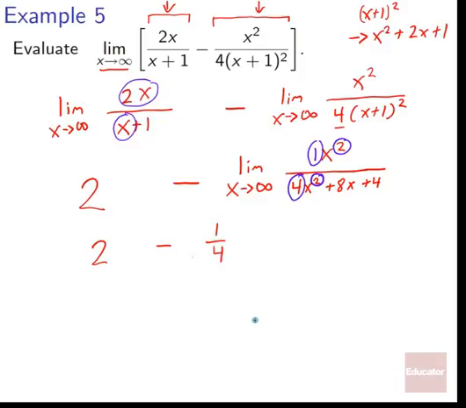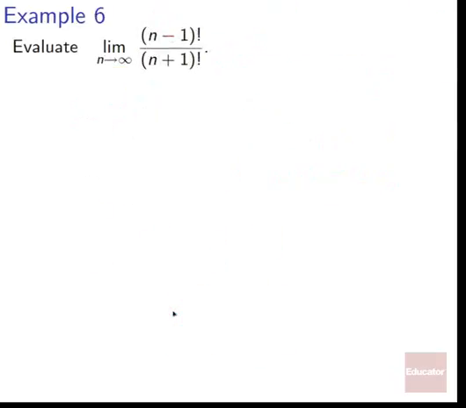So we've broken down each piece of the limit. We've figured out that the first portion becomes 2. The second portion becomes 1 quarter. So 2 minus 1 quarter simplifies to 7 over 4. Yay! All right, final example, example 6.